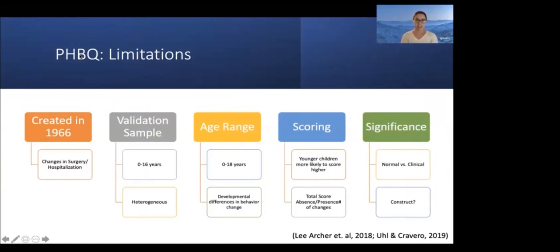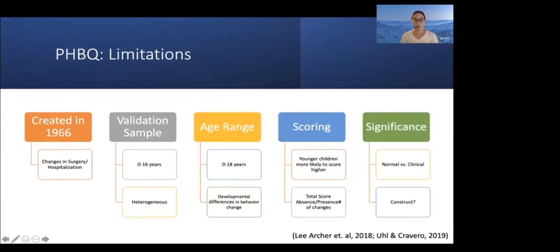Next, the age range for the measure itself is very broad, claiming applicability to youth from infancy all the way to 18 years of age with the same question items. And developmentally, we would not expect children across this age range to respond in the same manner to hospitalization. And what might be seen as a negative behavior change at one stage may not be seen as such at another. The measure also currently does not take stage of development into account. And based on item content, younger children are much more likely to have higher scores.